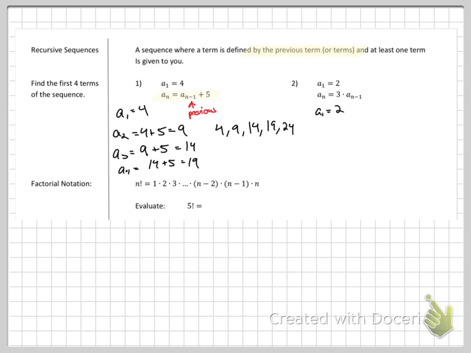So try number 2. A1 is given. A2 says 3 times the previous term. 3 times 2, so 6. A3 says 3 times the previous answer, 18. So this is going to be 2, 6, 18. This is, again, one of the previous sequences we did, just different notation for it.